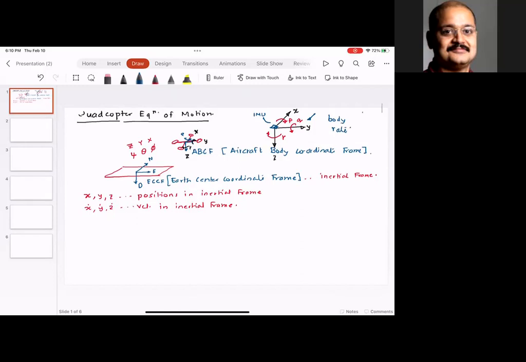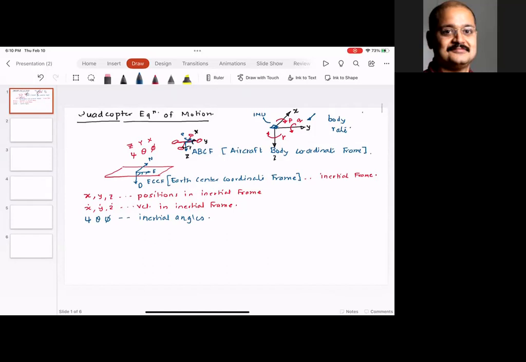And psi, theta, and phi are the inertial angles. These angles are defined with respect to the inertial frame. The inertial frame is fixed. So if you recollect, in the last class, we derived two important equations.